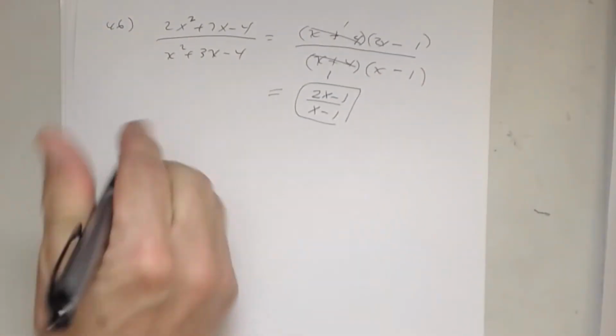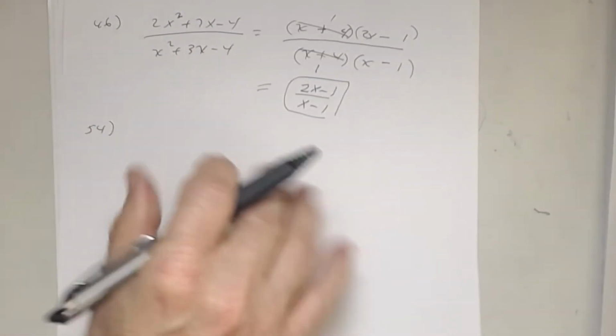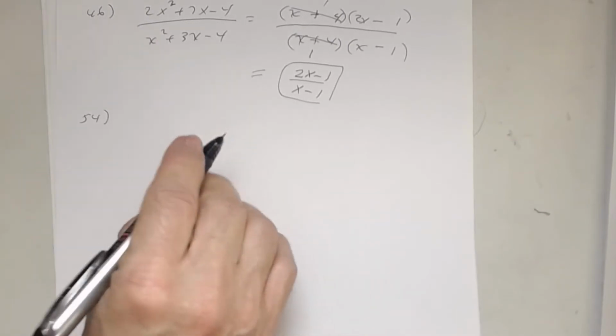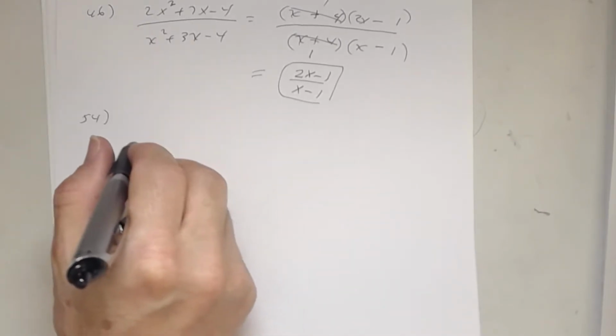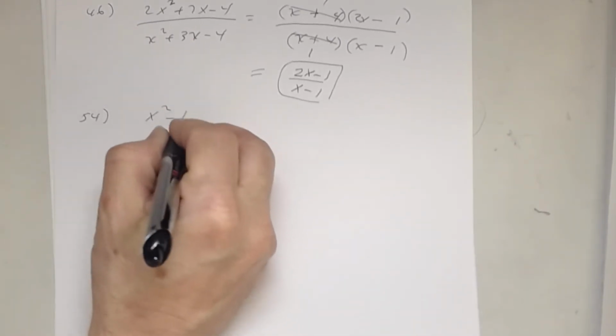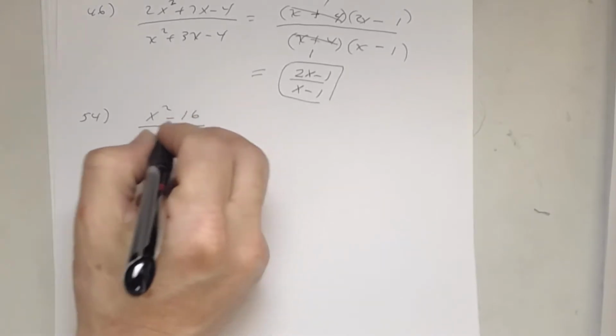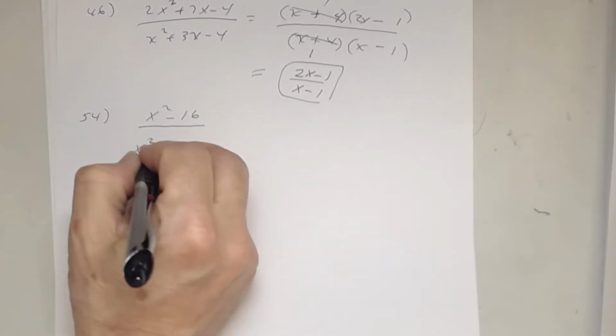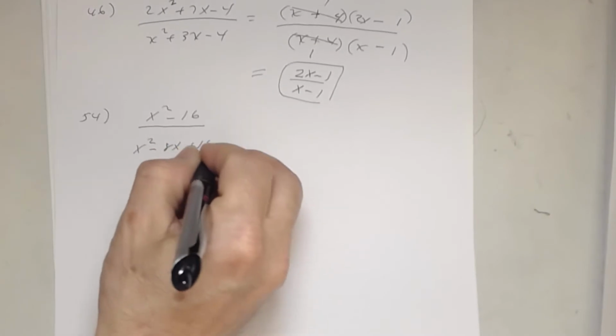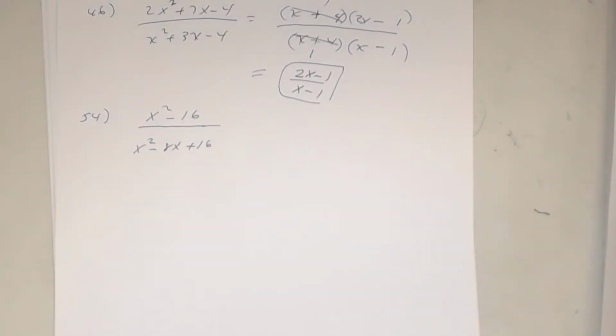All right, 54, you have x squared minus 16 divided by x squared minus 8x plus 16. And so I want to simplify this rational expression.